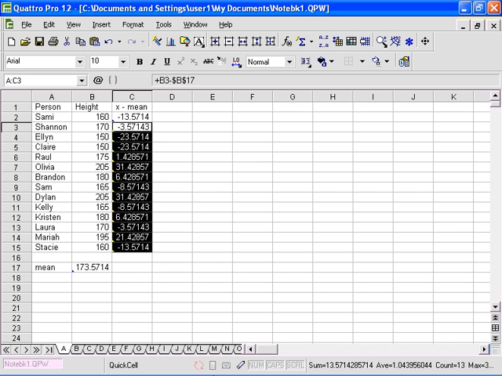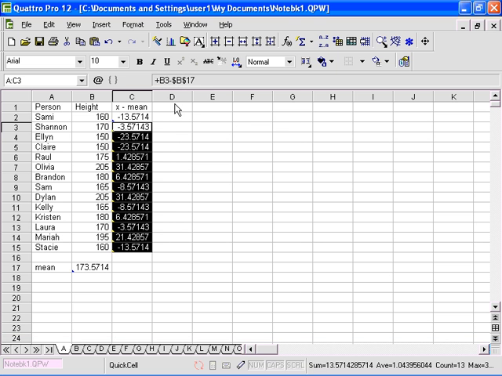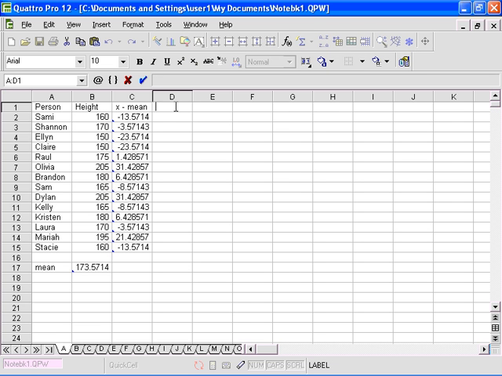So we have what's inside the brackets, x minus x bar. Next, I need to square it. So I go back to Quattro Pro, and it'll be x minus mean squared.